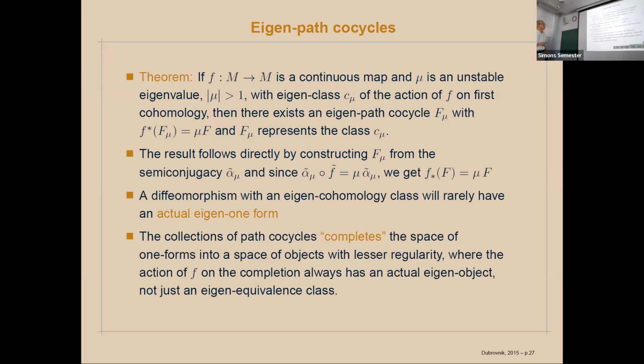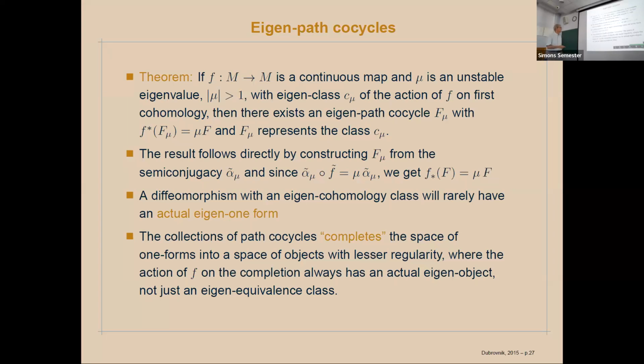We have a continuous map and an unstable eigenvalue, and its eigenclass in now cohomology is this. Then there's an eigenpath cocycle which is eigen. All right, so we've taken a single eigenvalue off the unit circle and built this path cocycle that's eigen. All right, and as I said, it follows from the construction I did already.